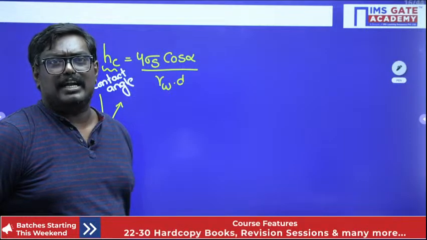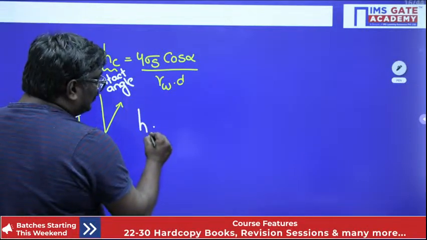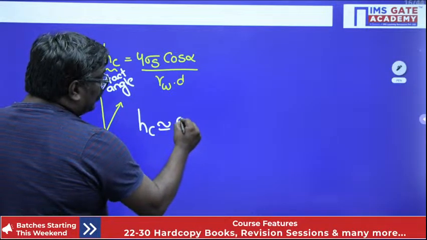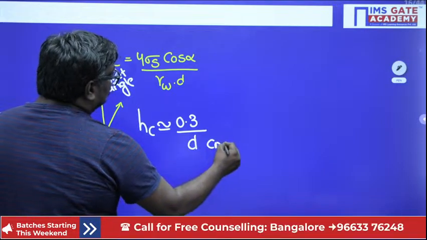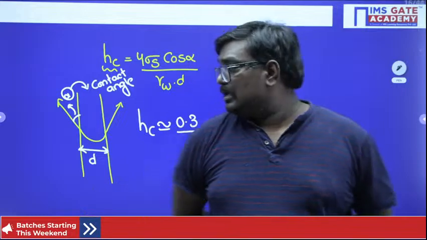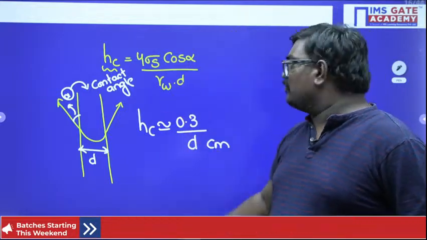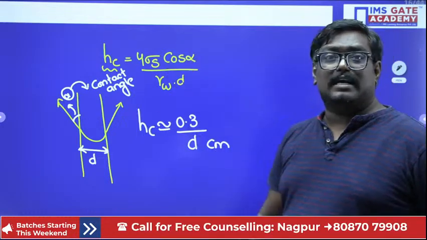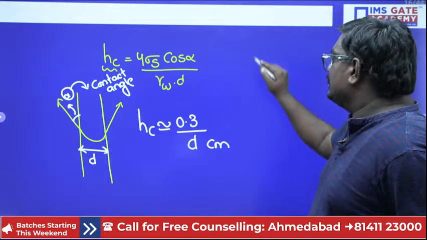Are you following, students? Any doubt in this? So this formula can be simplified as Hc is equal to 0.3 upon D centimeters. What is alpha called here? Alpha is known as the contact angle and D is the diameter of the tube, gamma W is the unit weight of water, and sigma s is the surface tension, which is nothing but the force per unit length.